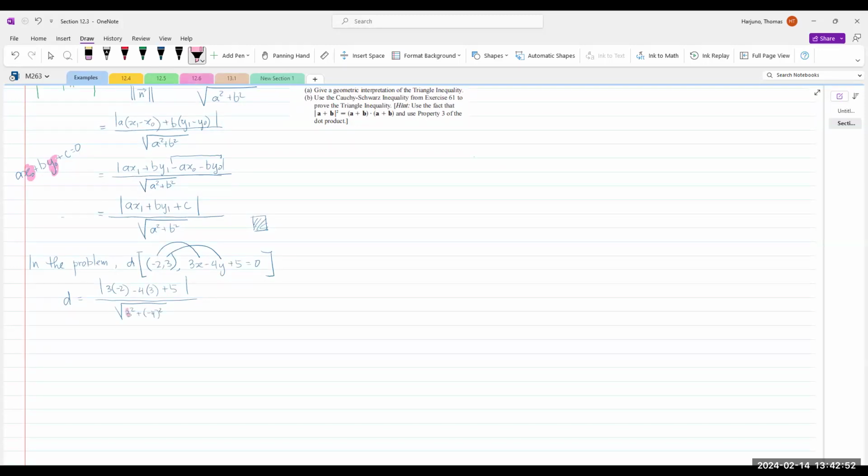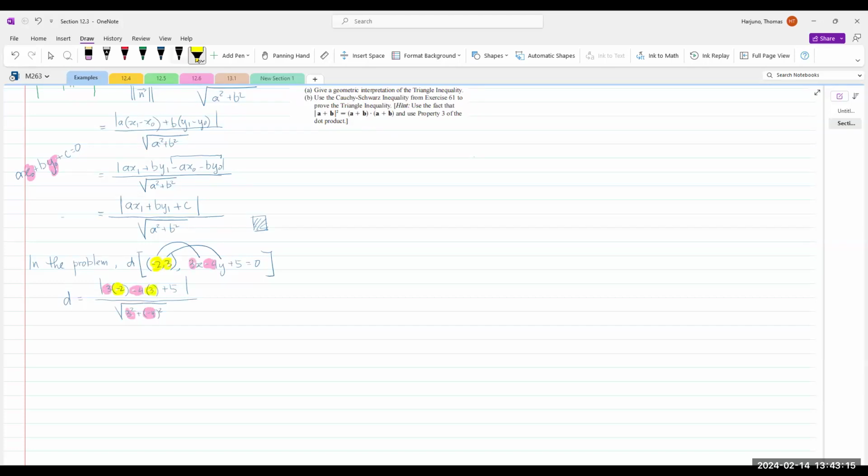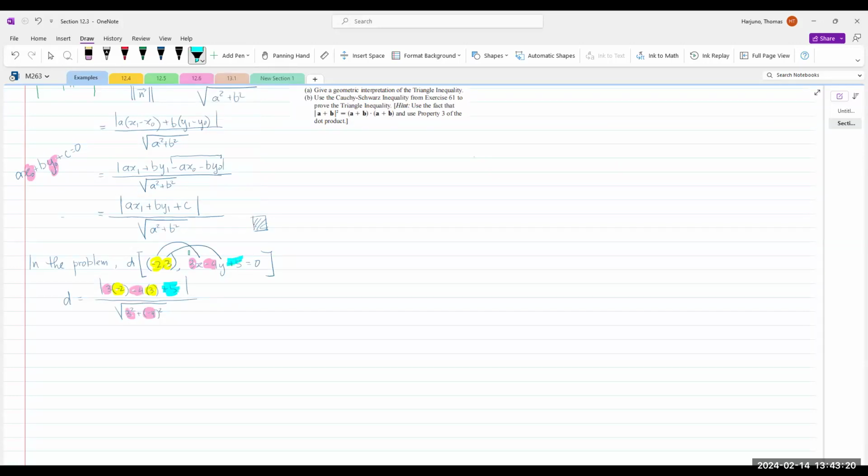Yeah. This 3 here is from here. This negative 4 here from here. These are the same number. The negative 2, 3 goes here. And the positive 5 from here. Okay, so if you memorize the formulas, you memorize the pattern, that will be nice.